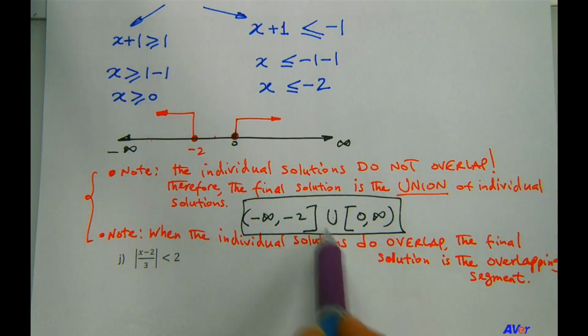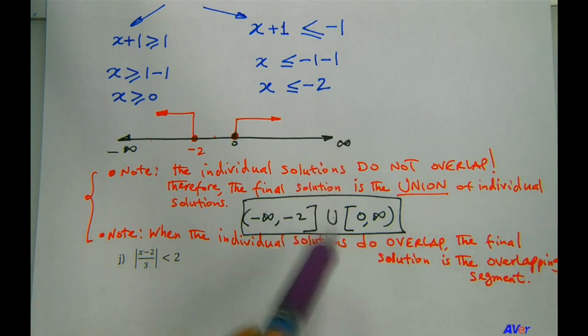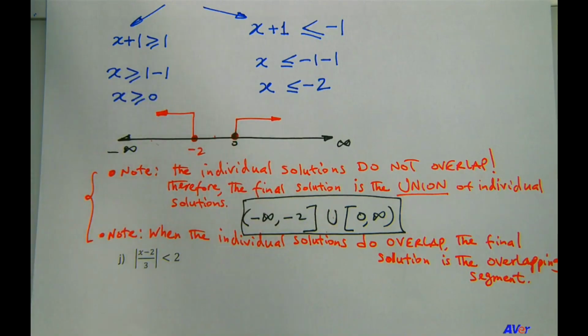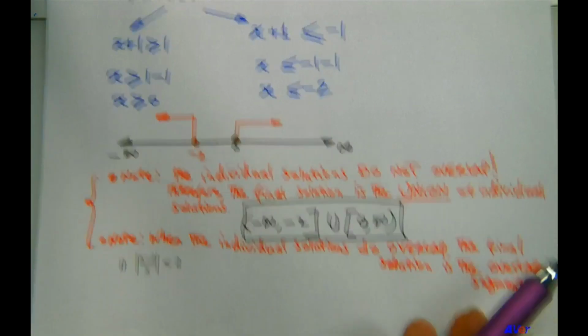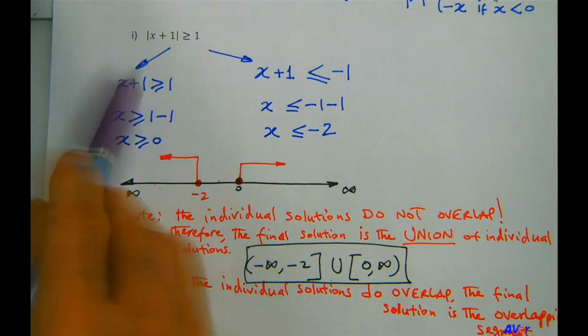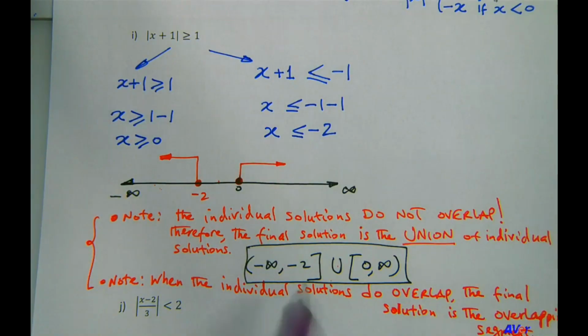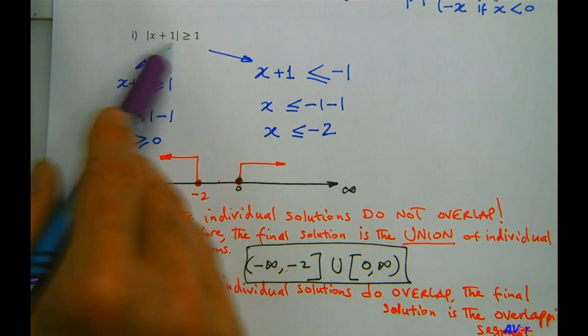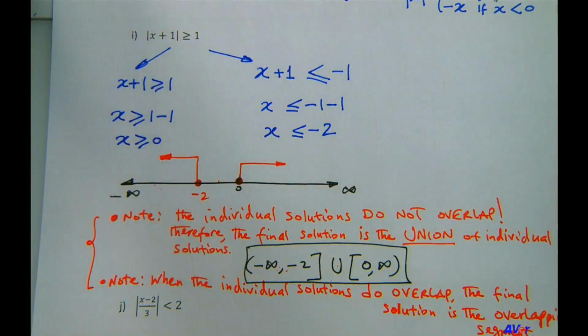We talked about it, I think, in the first lesson, section 1.1: the definition of the union is either this or that or both. And you can test it. Once you write down this answer, you can test it with the inequality that we have. For example, pick a number in this interval, let's say negative 5. Plug it in here. Negative 5 plus 1 is negative 4. Apply the absolute value, you get positive 4. Is positive 4 greater than or equal to 1? Yes, it is.